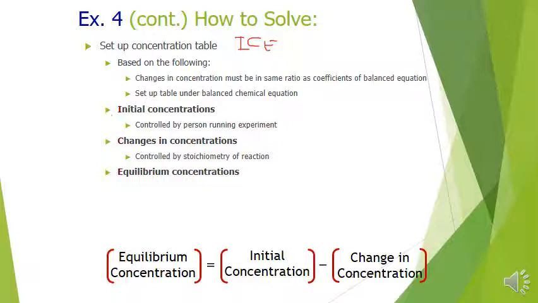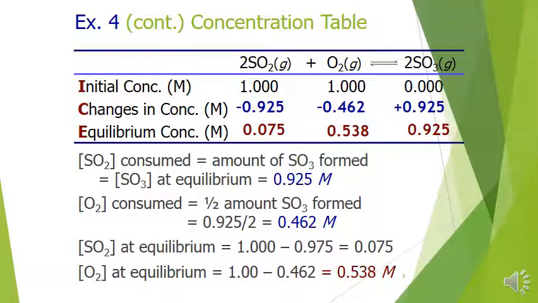It's because you have your initial, you have your changes, and you have your equilibrium concentrations: ICE. And so what we're going to do is end up writing a table, showing how that works. So let's just go and see how it works. All right, so here's our ICE table. So you have your initial concentrations.